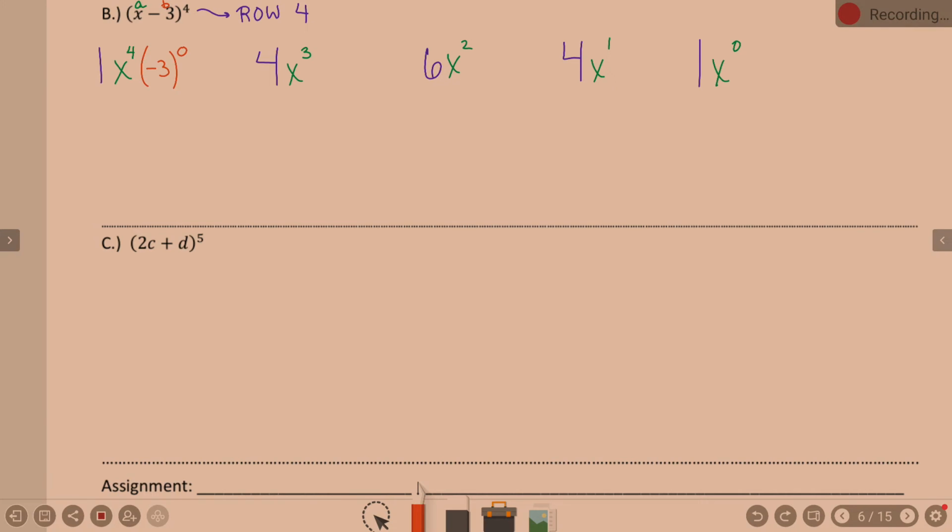So negative 3 to the 0, negative 3 to the first, negative 3 to the second, negative 3 to the third, and negative 3 to the fourth. In this example, my exponents are always adding to be 4, yes? Granted, some of those exponents are going to go away. By default, there are plus signs in between each term.